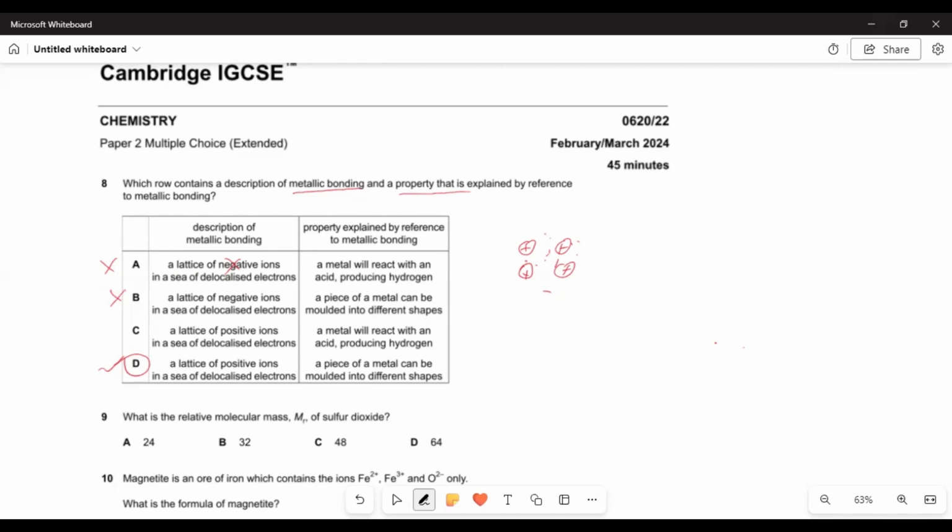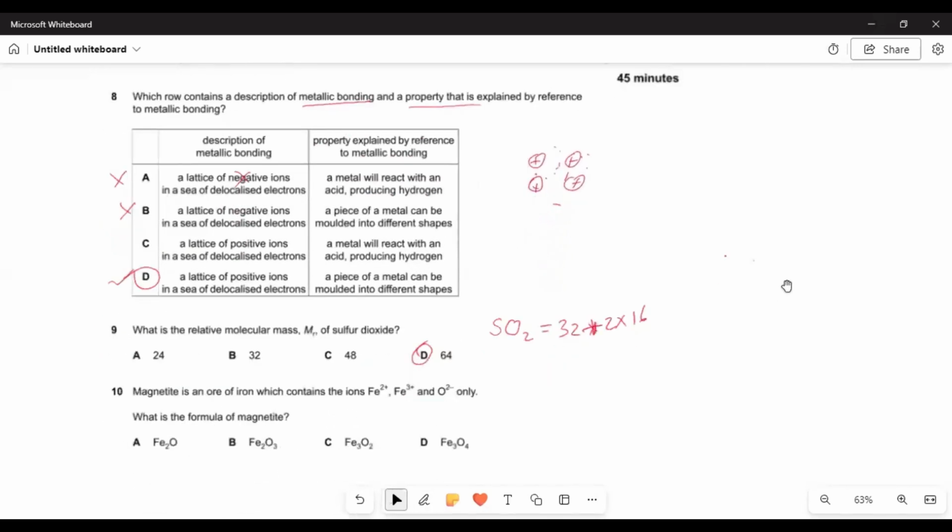Now see next, what is the relative molecular mass of sulfur dioxide? Sulfur dioxide is this. So one sulfur is 32, plus two oxygens multiplied by 16. So 32 plus 32 is 64.